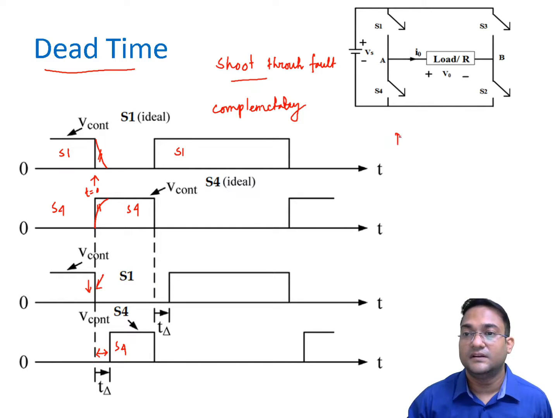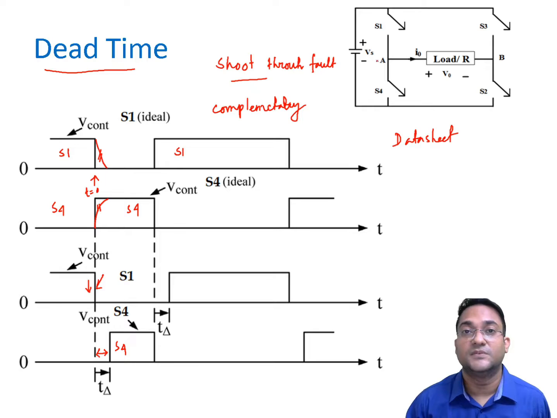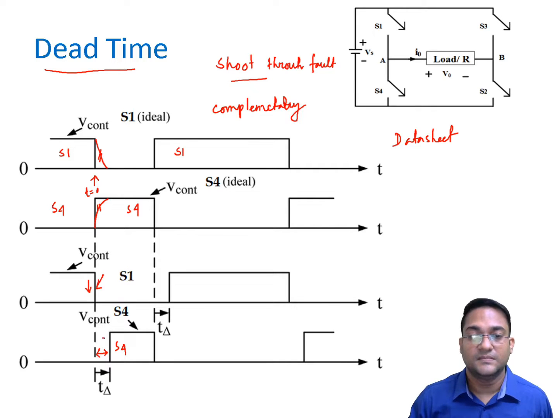You read the data sheet of the IGBT or MOSFET that we are going to use, and from that you will get information roughly how long a device needs to turn on and turn off. So based on that you can decide with some safety margin. This time is known as dead time or sometimes blanking time.